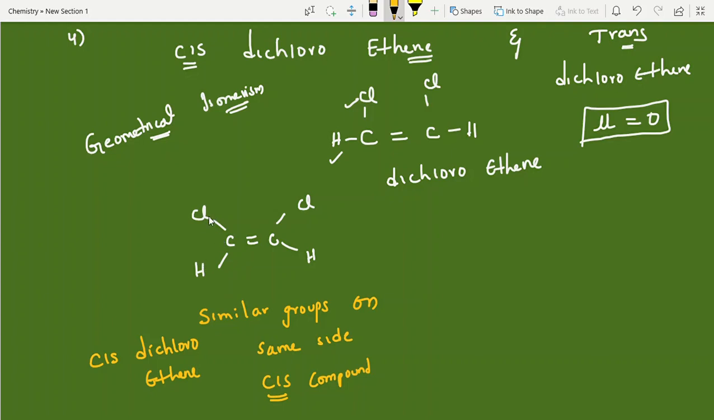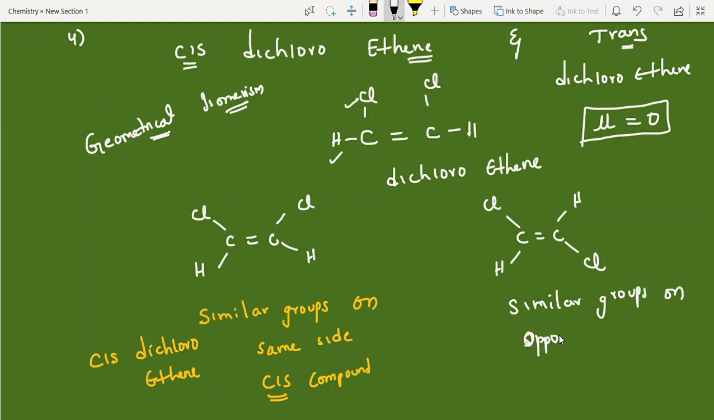Why similar groups on the same side? This is the same side. You are also on the same side. Now write the opposite one. Can you try? C double bond C, and again this carbon has chlorine, this has hydrogen. This carbon also has chlorine, but exactly opposite. See here, similar groups on the opposite side.